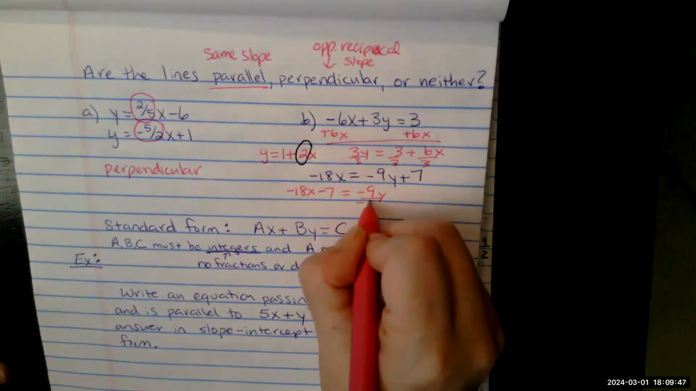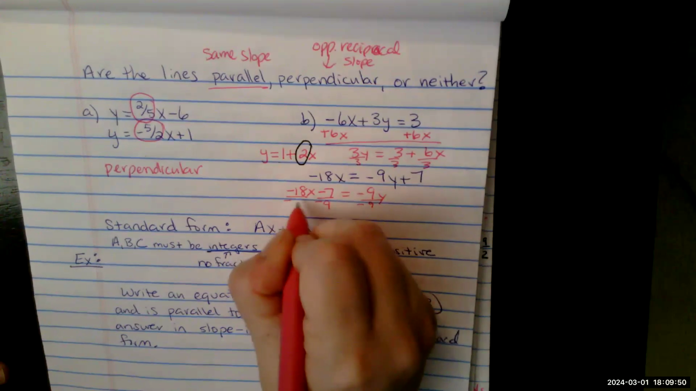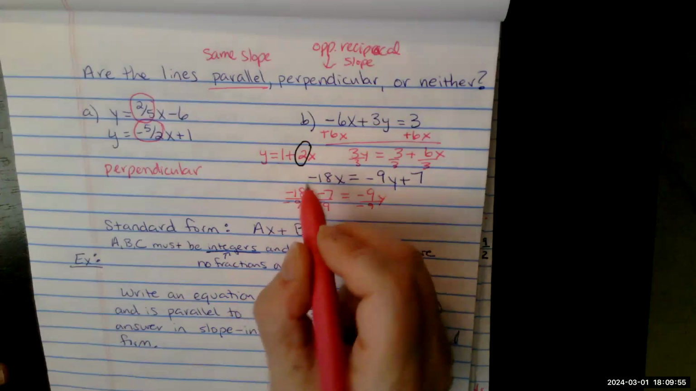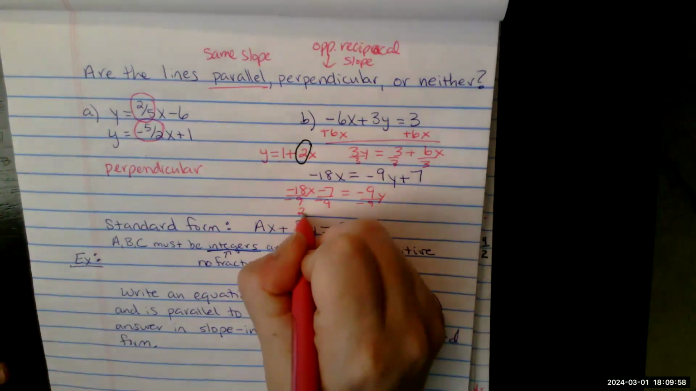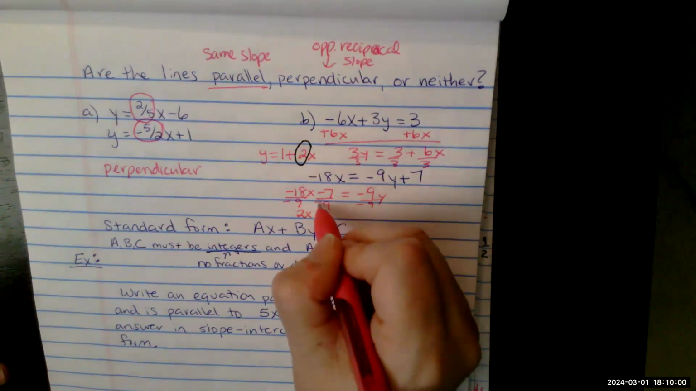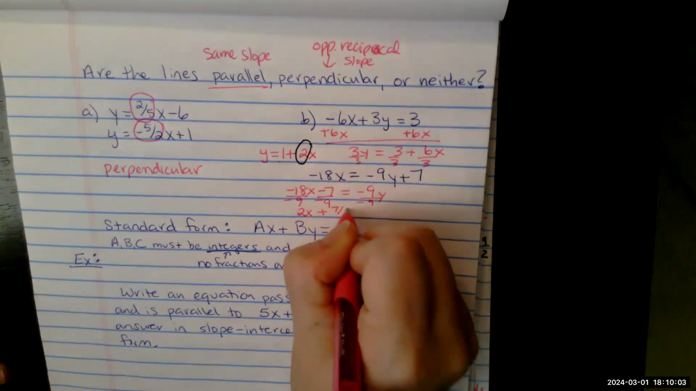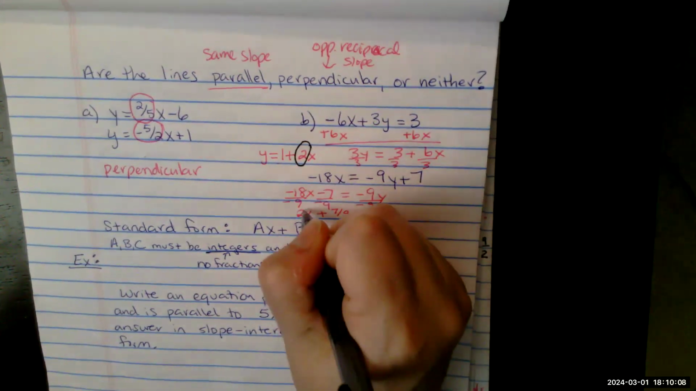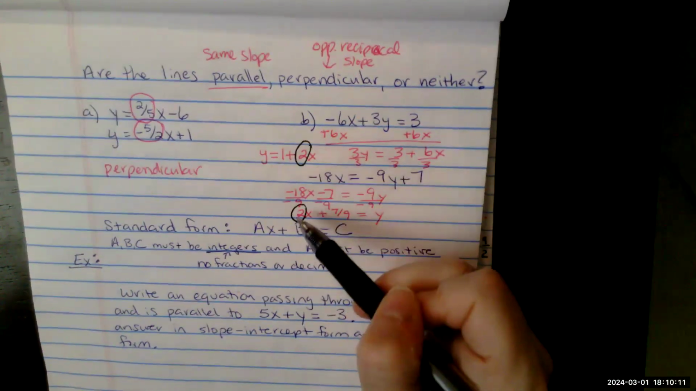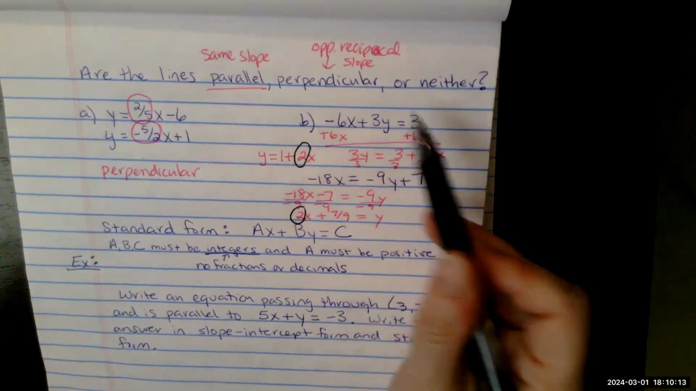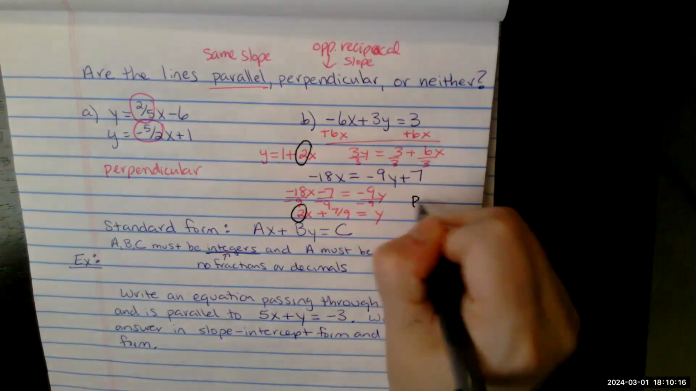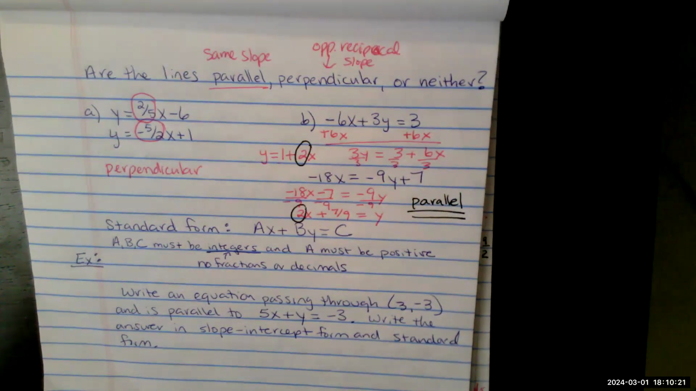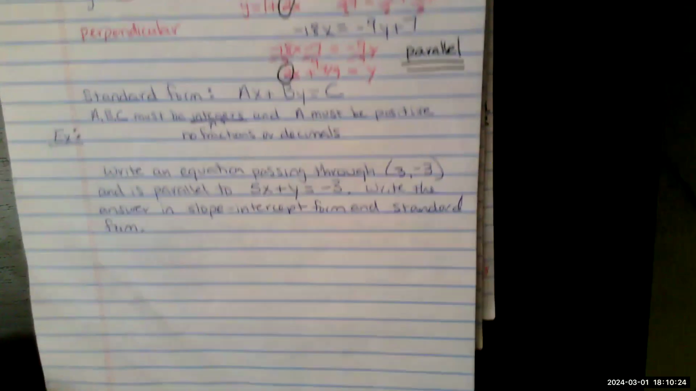And now I'm going to divide everything by negative 9. That is not going to be pretty here, but here it works out nicely to 2x, minus over minus is plus 7/9. And we don't care about that 7/9 because what we're looking at is the slopes. They both have a slope of 2. So even though there was a lot going on here, these are parallel. Same slopes, parallel.